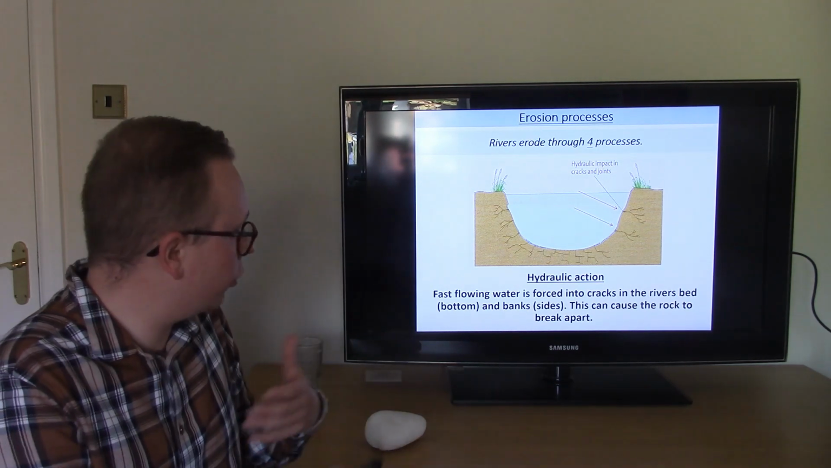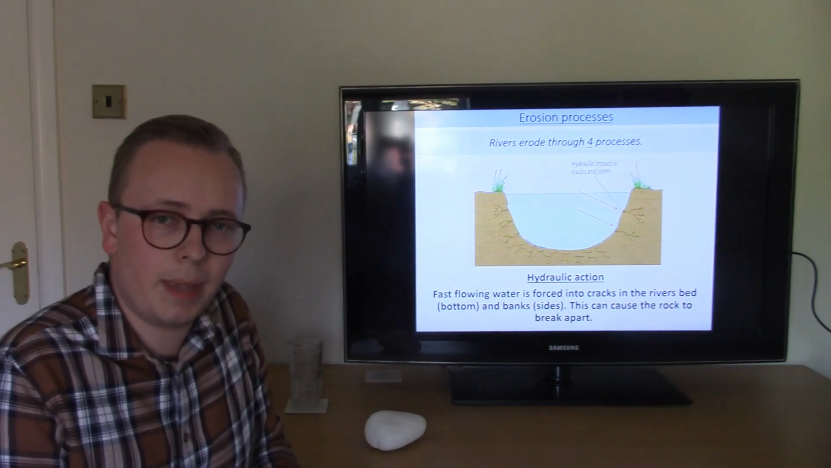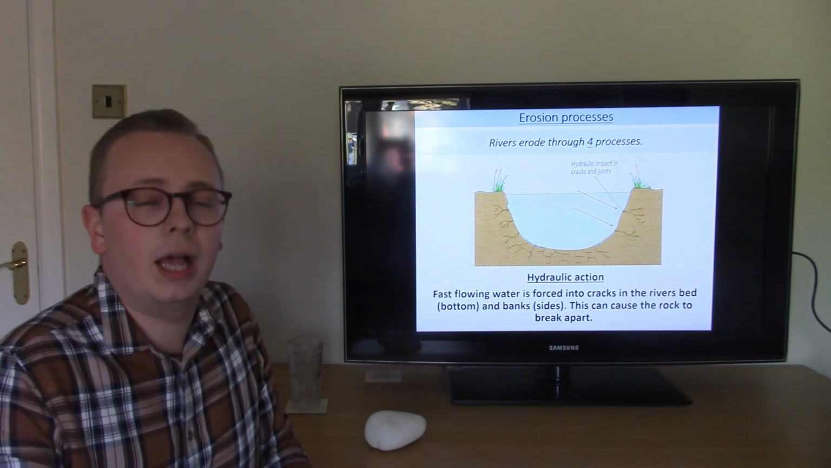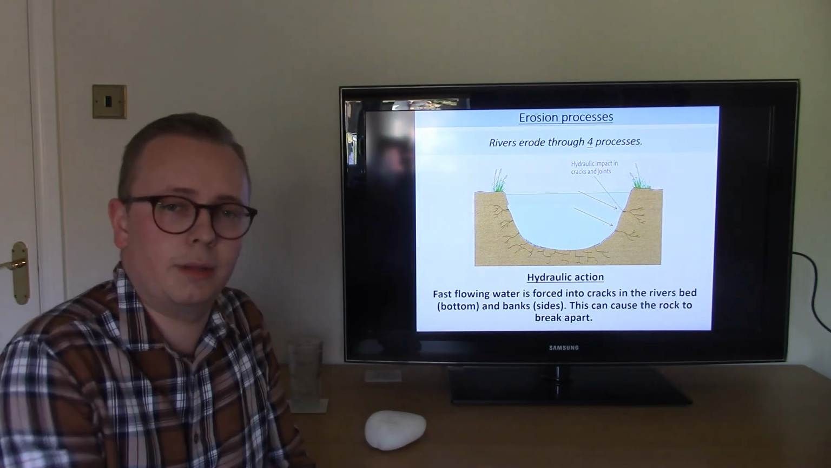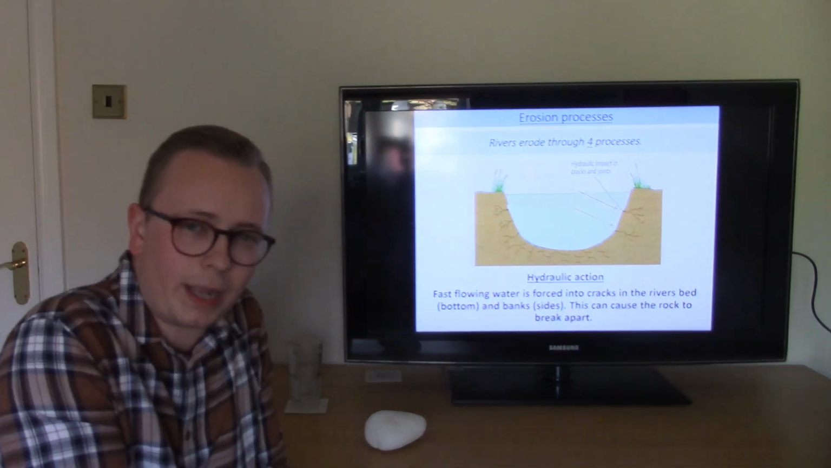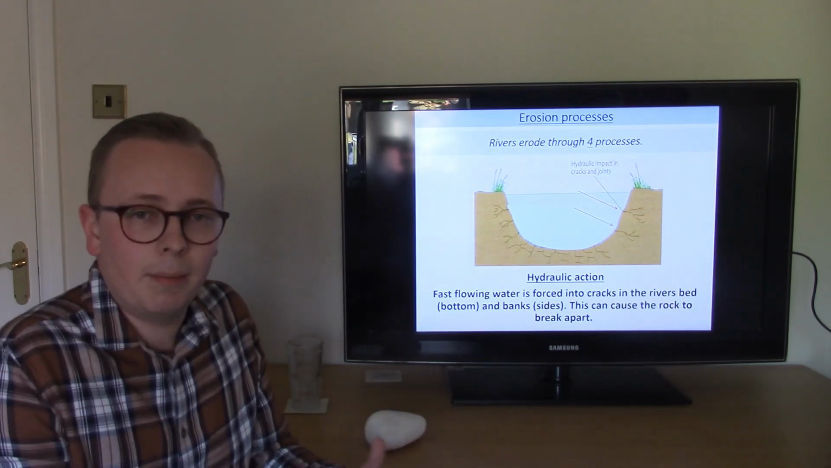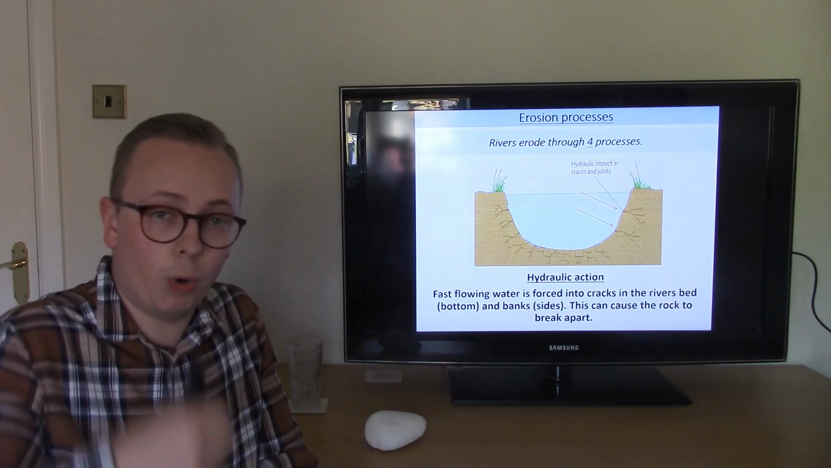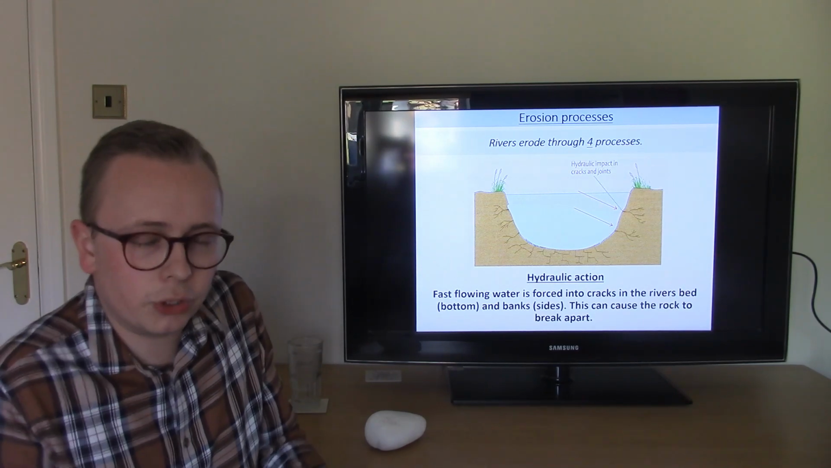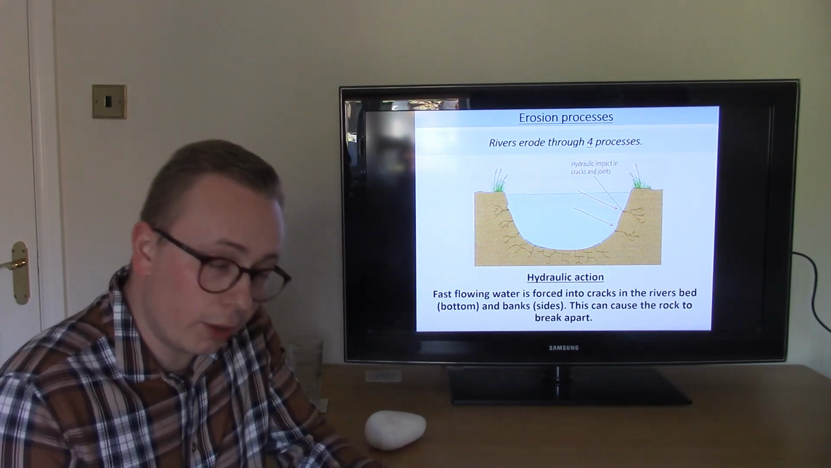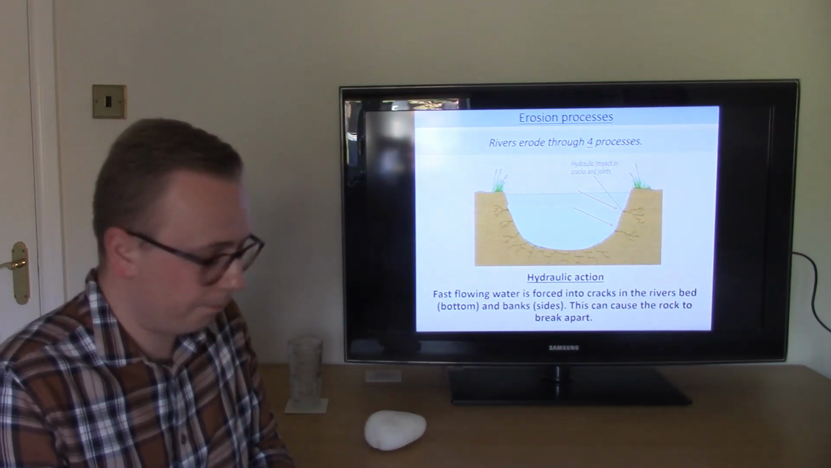This is the process where fast-flowing water in our river is crashing into the bed and banks of the river. That's the side and the base of the river, and as it's crashing into the bed and banks, it's forcing air into cracks, which causes that to expand and eventually crumble. Now this is particularly powerful at the bottom of a waterfall, where water's dropped from a large vertical height, or perhaps on the sides of a channel where it's being thrown around large bends. So we're going to see hydraulic action there.